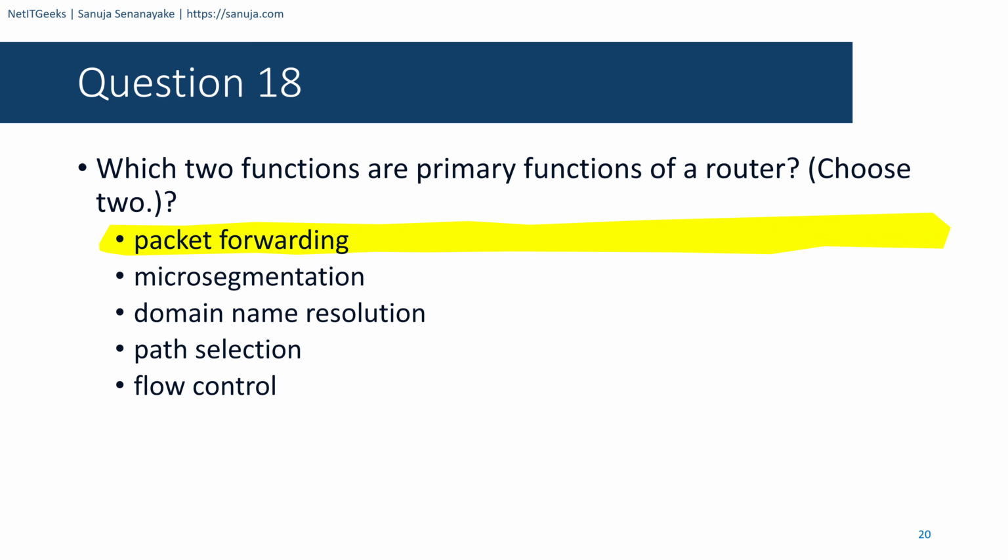So it does packet forwarding and it does path selection. So the two primary functions of a router, whether it's a Cisco router or any router, are packet forwarding and path selection.